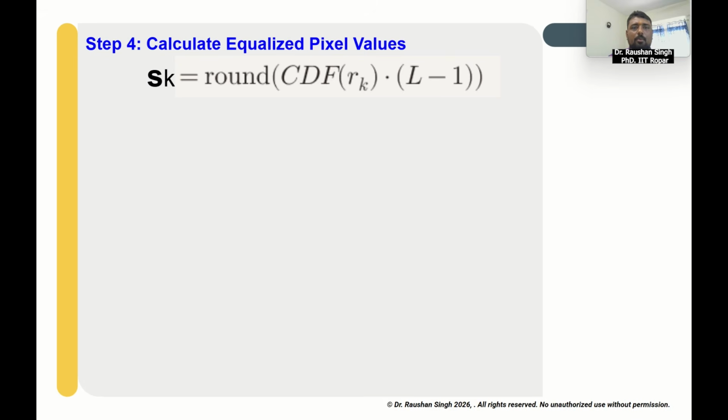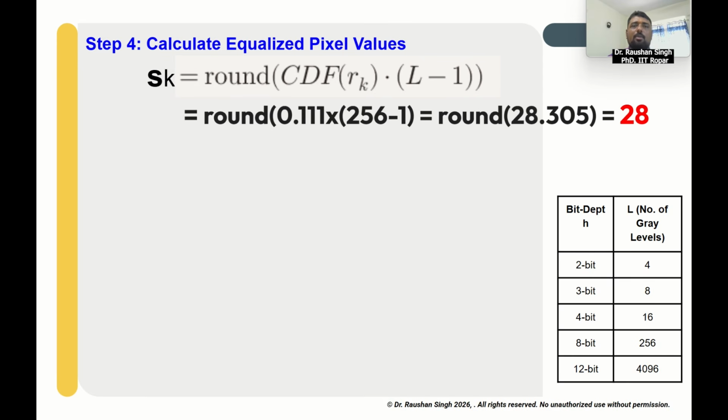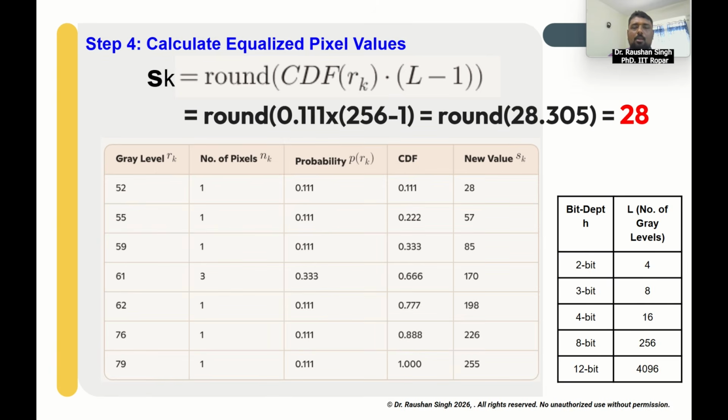Now what we have to do, we have to find the round off value. So round off value will give you the equalized pixel value. So this formula will be applied. The formula is very simple. What you have to do, round off CDF multiplied by L minus 1. Okay, so L minus 1 is what? What is the L value here? L is actually nothing but the number of gray levels.